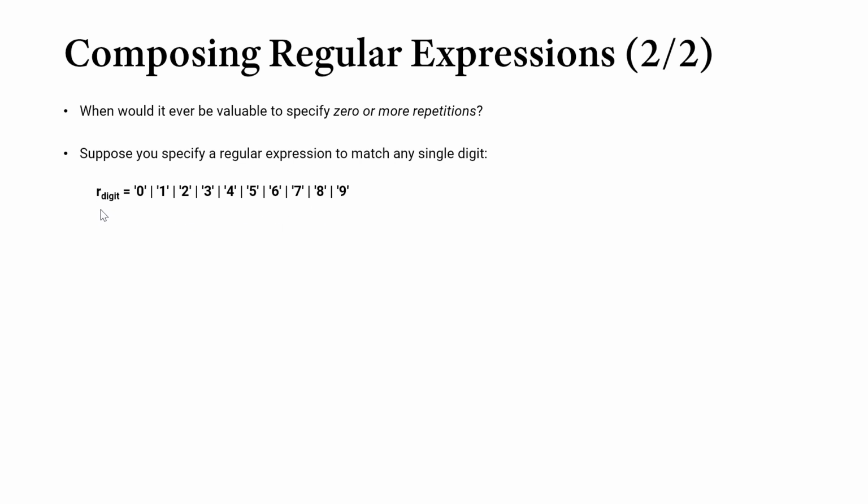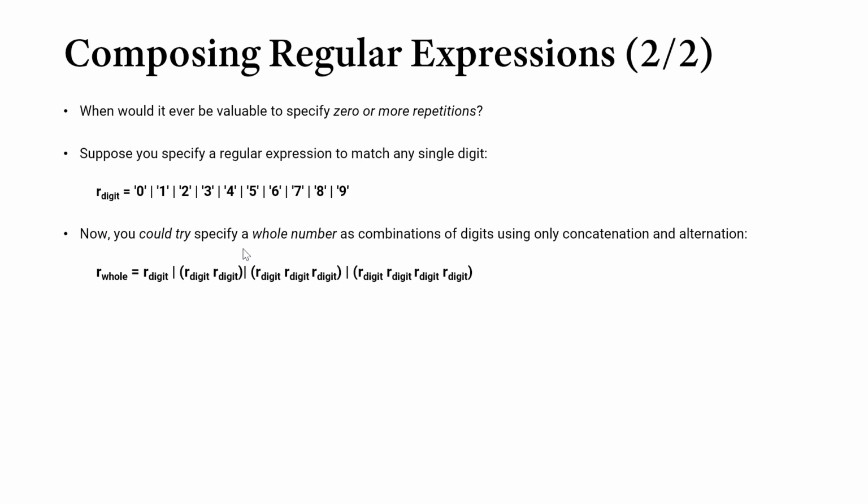right? So this regular expression R will match any digit: 0 or 1 or 2 or 3 or 4 or 5, and so on and so forth. So how could we try to specify a whole number as a combination of digits using only concatenation or alternation? Well, the regular expression to match a whole number would be the regular expression to match a digit, so any of these, or a digit followed by a digit, so that's the concatenation, or a digit followed by a digit followed by a digit, or, and you kind of get the point, right? Having to try and enumerate the possible sequences of how many digits we can represent gets pretty exhausting.